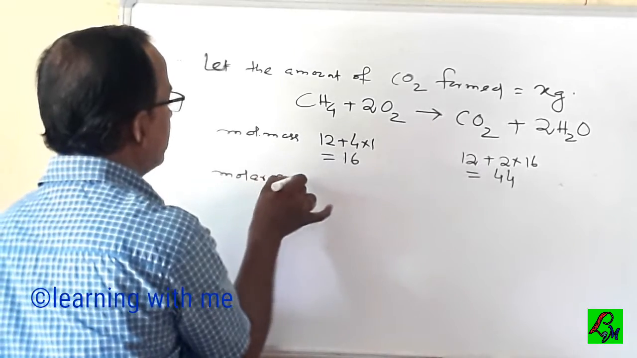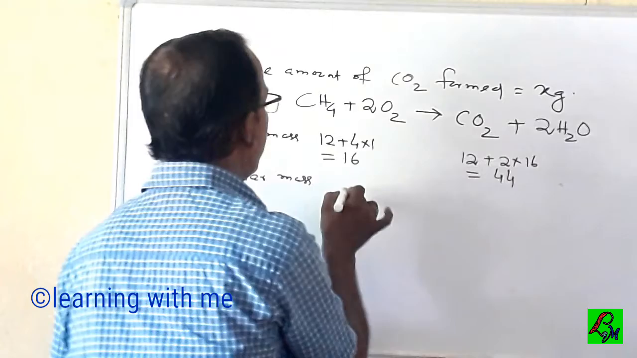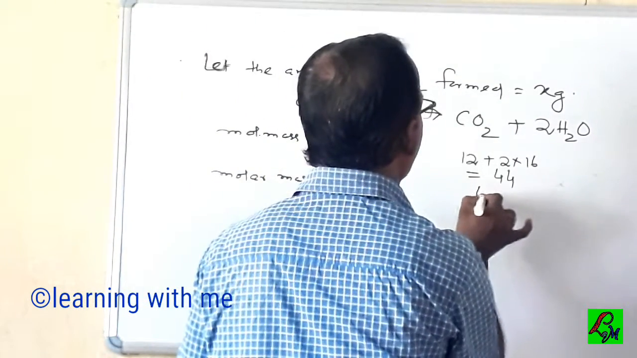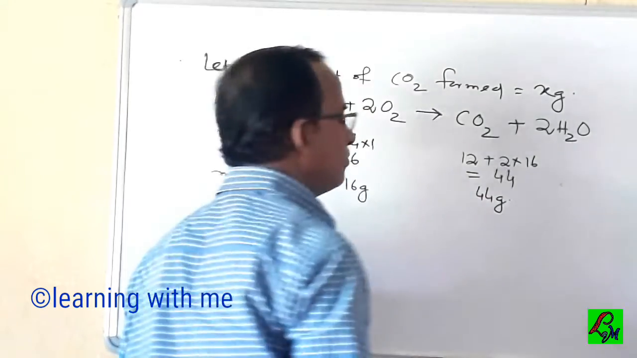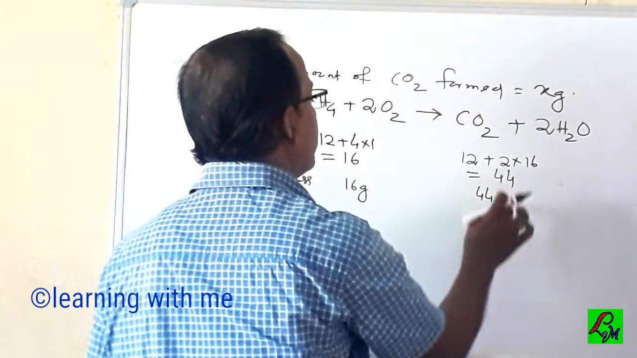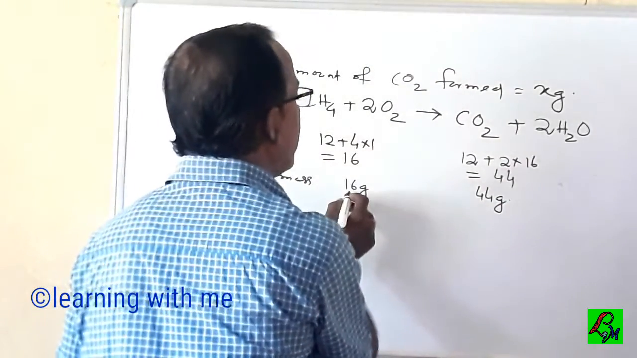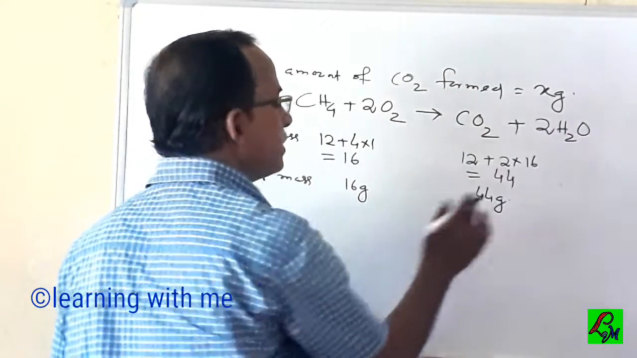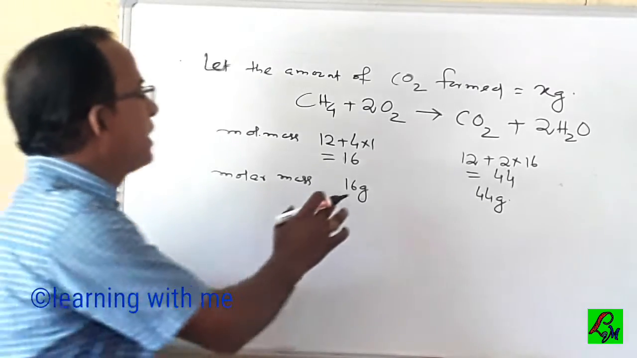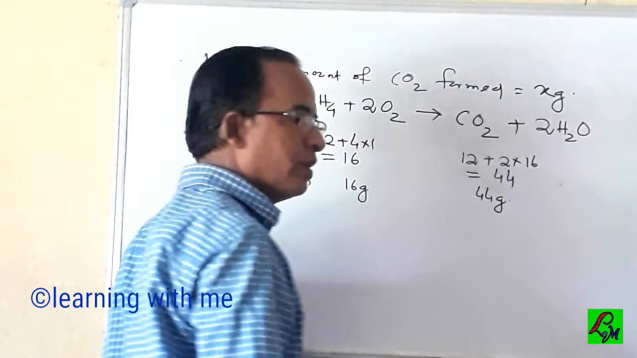So molar mass means molecular mass expressed in grams. The molar mass of methane is 16 gram and the molar mass of carbon dioxide is 44 gram. So 16 gram of methane produces 44 gram of carbon dioxide.